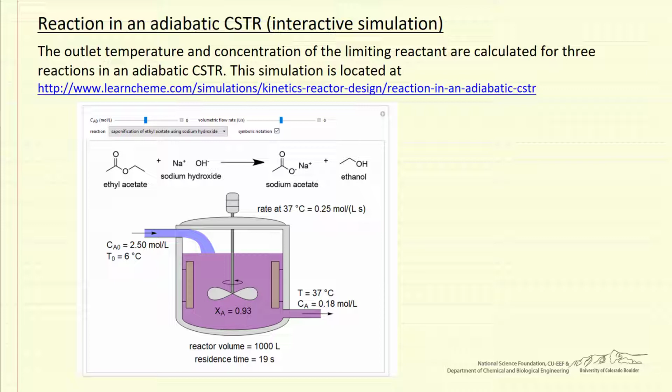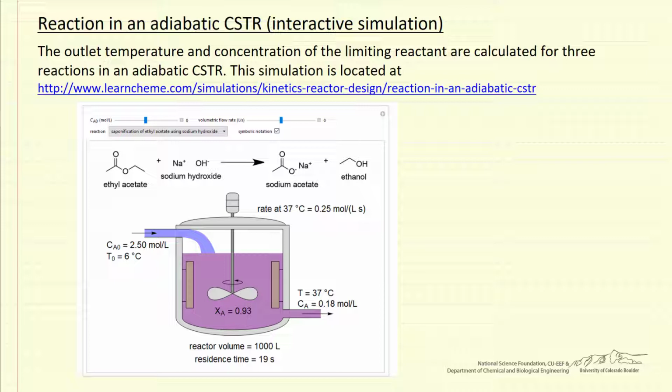And the simulation calculates the outlet temperature and the outlet reactant concentration. So A is the limiting reactant, which for the reaction shown will be ethyl acetate. Sodium hydroxide is in excess.